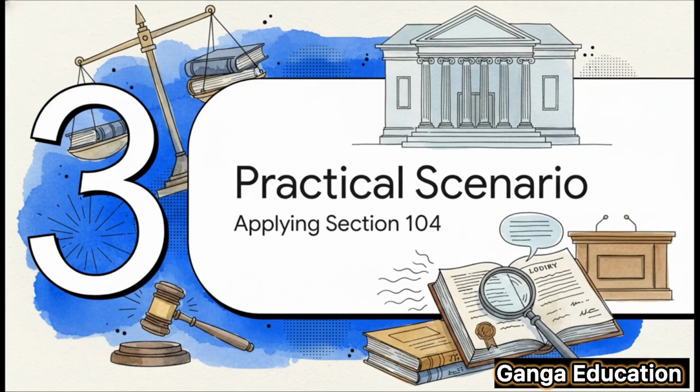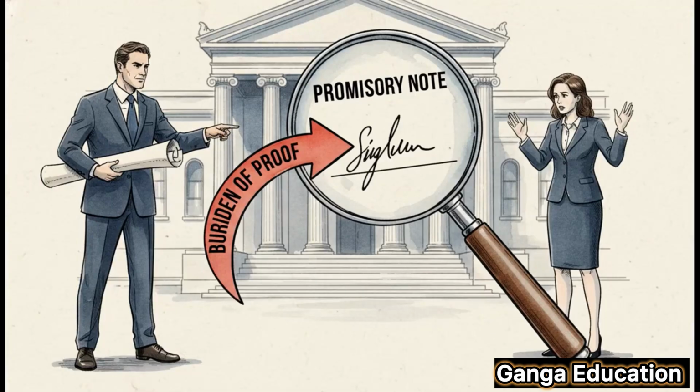Theory is fine, but to understand law in the real world, practical examples are essential, especially for your exams. Let's look at an exam-oriented scenario that will make Section 104 even clearer. In this situation, A claims that B signed a promissory note, but B flatly denies it. So who has the burden of proof? According to Section 104, since A made the claim, since A asserted that the signature belongs to B, then A must prove that the signature is indeed B's, perhaps with a handwriting expert or a witness.